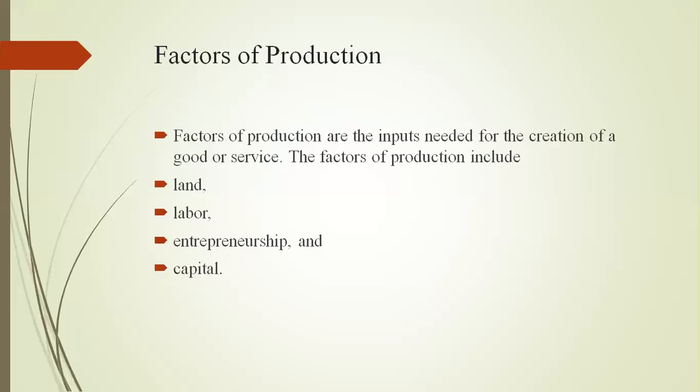Next one is capital. Capital typically refers to money. But we can't say that money is directly involved in production, because we are not using money for production. We are using goods, services, or raw material for production. But from where is the money coming to buy all those things? Through capital you are buying all those things. So money is not directly involved, but yes, it is involved in each and every process of production.